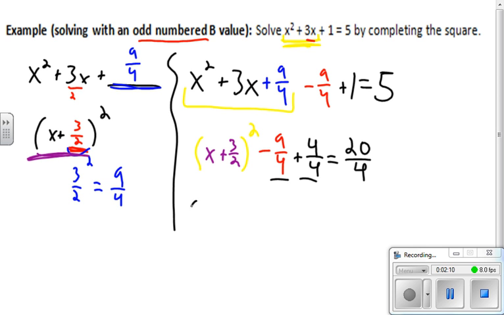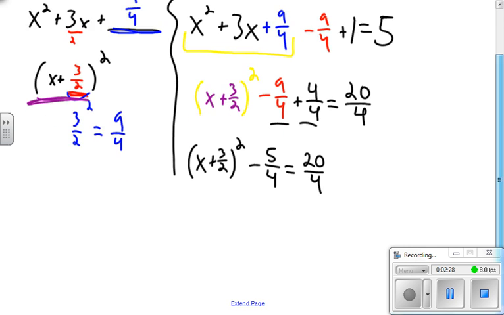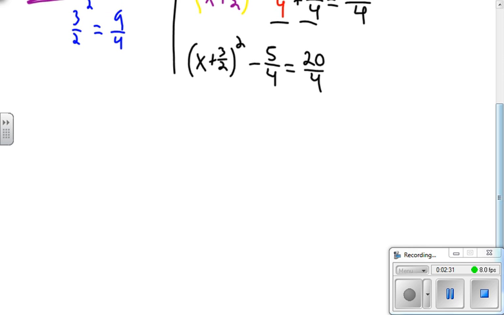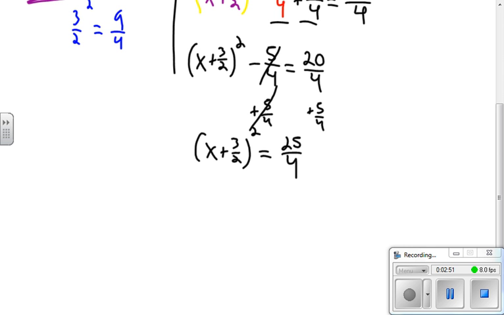Combining these terms, we will have x plus 3 halves squared. Combining these terms, negative 9 fourths plus 4 fourths is minus 5 fourths equals 20 fourths. And we want to get it, give us some room to work here. We'll add our 5 fourths to both sides here. So we have x plus 3 halves squared equals, well, these will cancel, and 20 fourths plus 5 fourths will be 25 fourths.